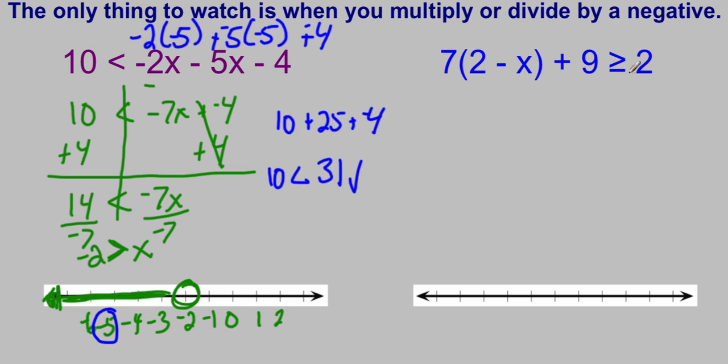Next one, you can take this one. I want red, please.